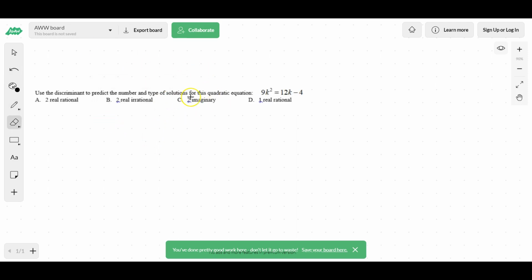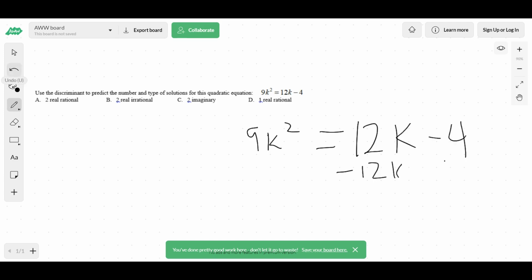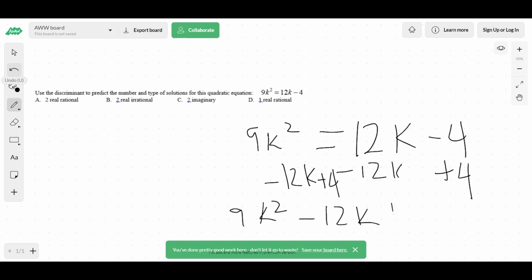Okay, so we're supposed to use the discriminant to see how many solutions this has, but that's pretty easy to decide without. So first, let's get this into a form that we can use. And you see how things are on different sides? We can't have that. So we're going to get everything to one side. To do that, we're going to subtract 12k and add 4. And that's going to give us 9k squared minus 12k plus 4. And then we're going to graph this thing.